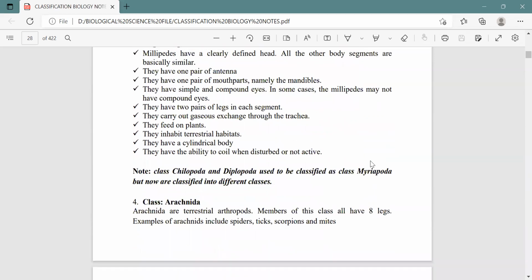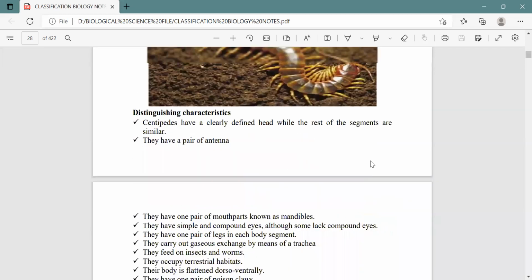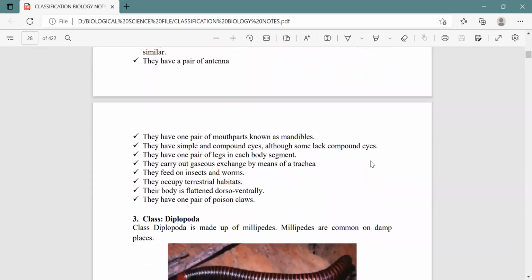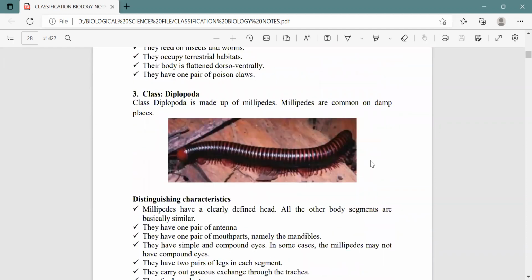But for some of you who have already read about them and have also observed them very well, just put down that table of differences between class Chilopoda and class Diplopoda. Before you proceed to other classes, do that comparison. Find out the similarities and the differences.